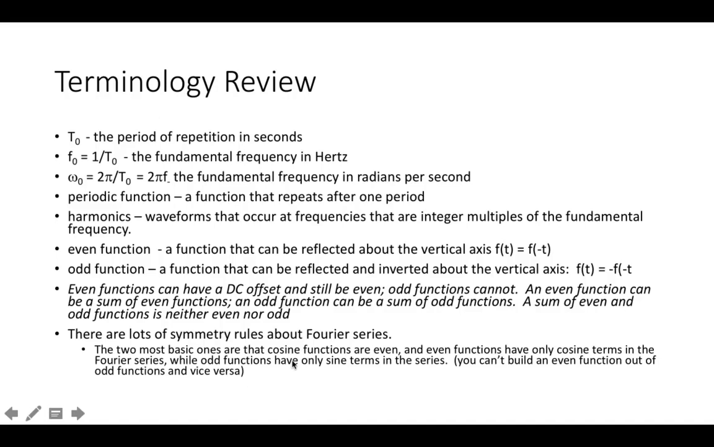So one of the things about the Fourier series is that if you have an even function, you will have only cosine functions and possibly a constant in your Fourier series. If you have an odd function, you will have only sine terms in the Fourier series. So in other words, you can never build an even function out of odd functions, and you can never build an odd function out of even functions. So that's just a basic fundamental rule.